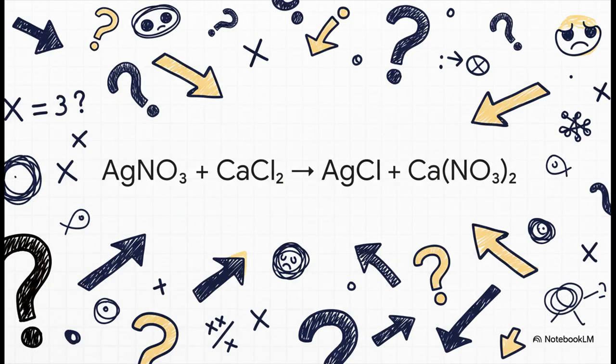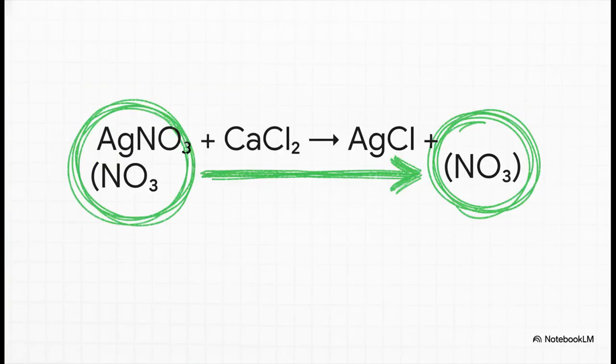At first glance, an equation like this can look like a total beast, right? You see all these different letters, and it just seems like it's going to be a huge pain to count everything up one by one. But there's a secret here. Look really closely at that NO3 group, the nitrate ion. See how it appears on the left side, and then it shows up again on the right side, totally intact? It's like a little team that sticks together.